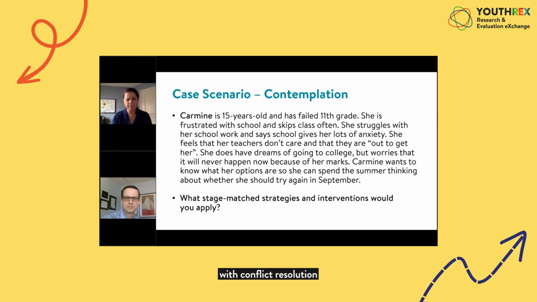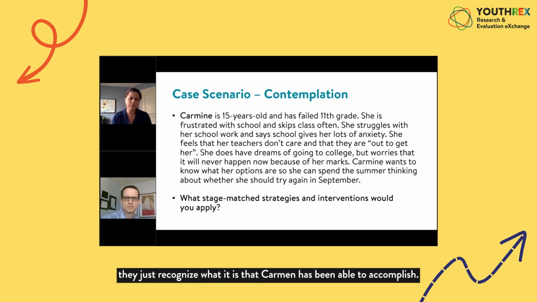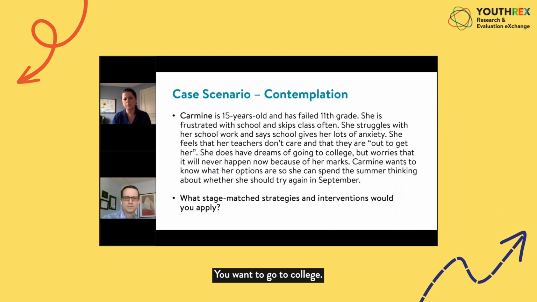If you're familiar with conflict resolution, we always talk about I statements, but here I would use a lot of you statements and just recognize what it is that Carmine has been able to accomplish. Number one, the fact that she's seeking help. So for me, it's like, you are really brave. You are really smart to want to come and get the support. You want to go to college. Clearly that is something that's very aspirational. It's good. And so you're looking for different ways in which you can make that happen.